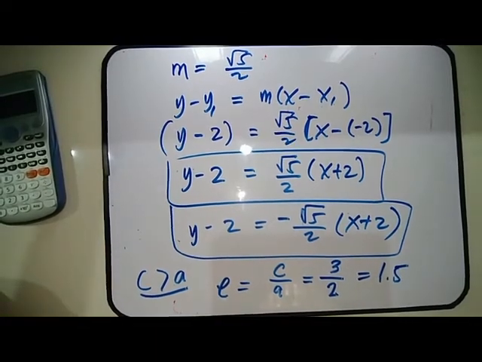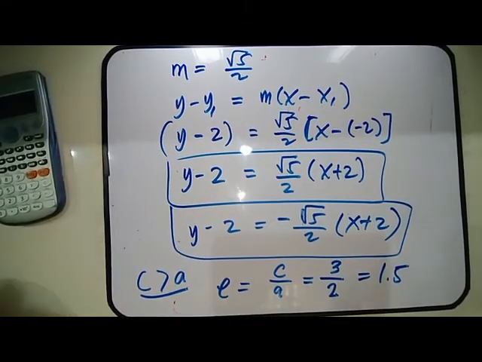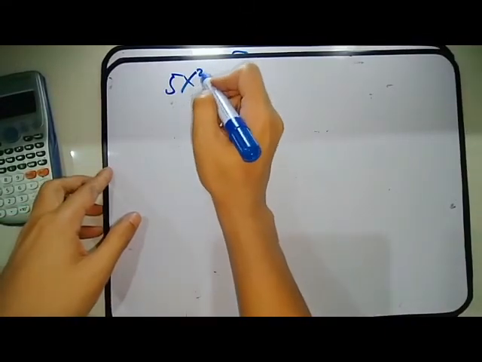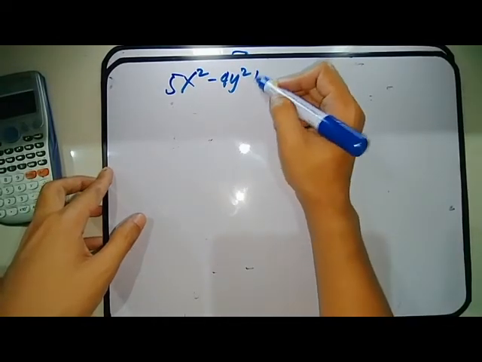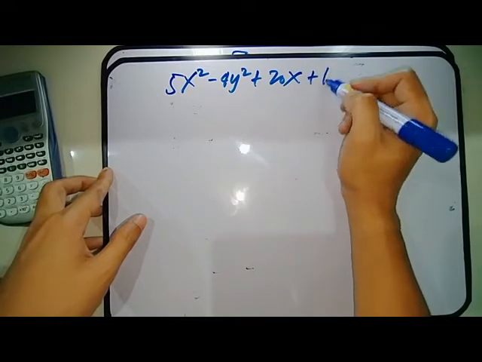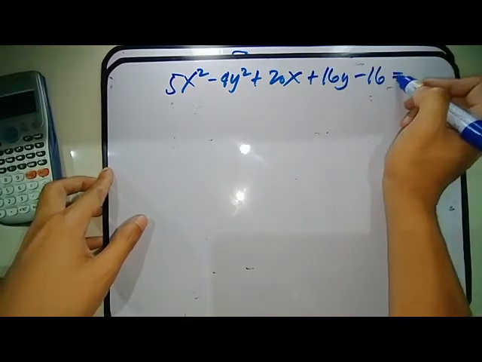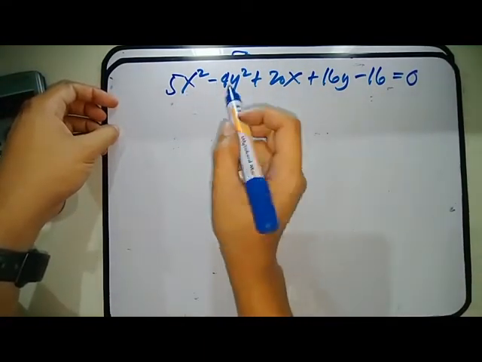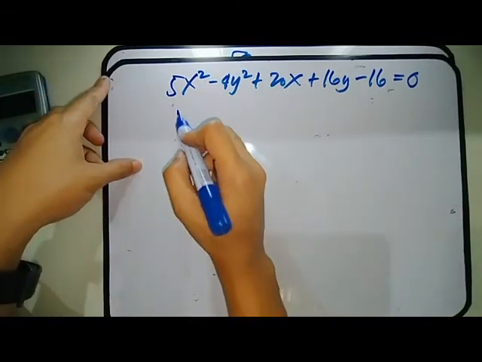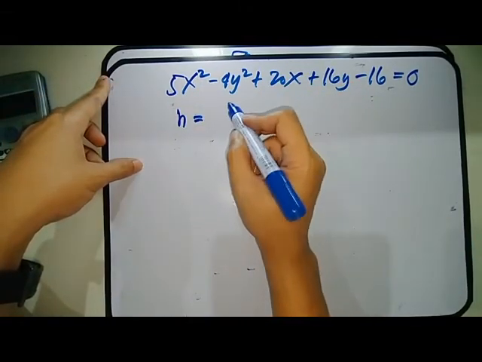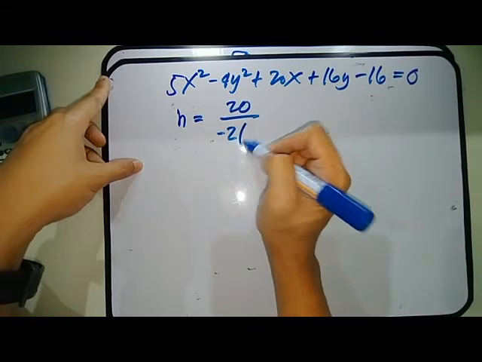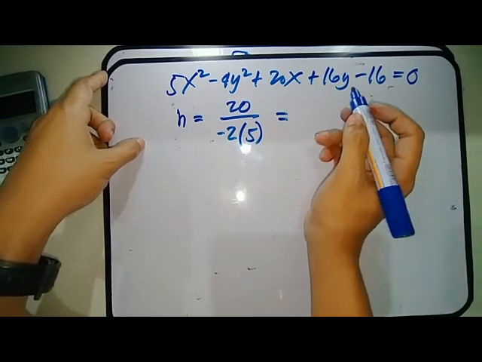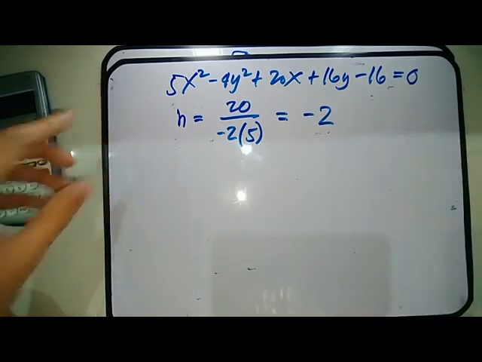Now, if you're dealing with your HK, you have the same process. So, ang process natin is 5x squared minus 4y squared plus 20x plus 16y minus 16 equals 0. Now, yung h natin is for x, diba? So, it means that dito lang tayo mag-focus sa mga x's. So, yung h is, so 20, coefficient ng first degree, all over, so negative 2 ulit, times the coefficient of the second degree x of 5. So, that is 20 divided by negative 10. So, h is negative 2.